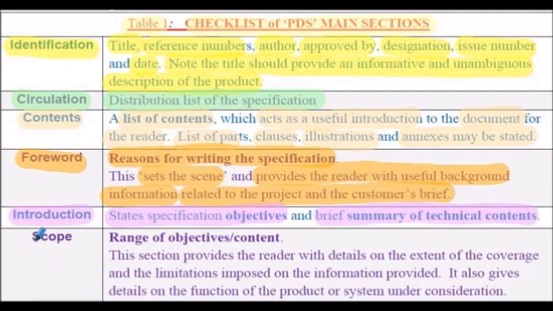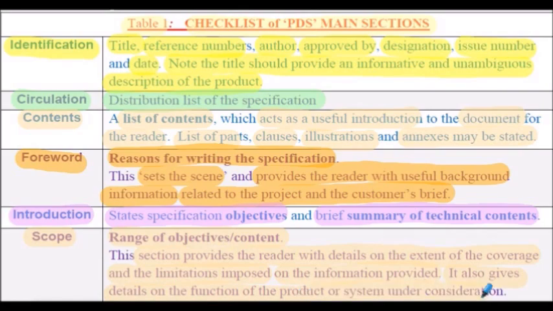Some PDSs will include a section labeled Scope. This relates to the range of objectives or content included. This section provides the reader with details on the extent of the coverage and the limitations imposed on the information provided. It also provides details on the function of the product or system under consideration.